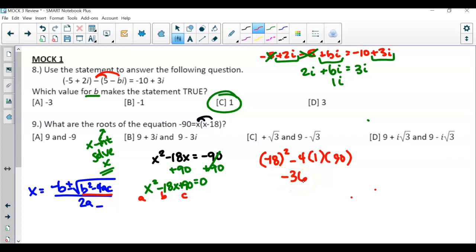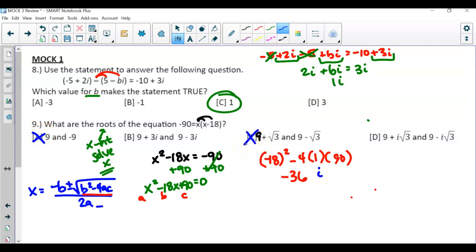-36. Oh, I just realized, guys, there's a little bit of a typo here. Answer choice C is missing the 9. But here I have a discriminant of -36. So that means with a negative discriminant that I have two imaginary solutions. So I need i in my answer. So I'm going to mark off A and C.